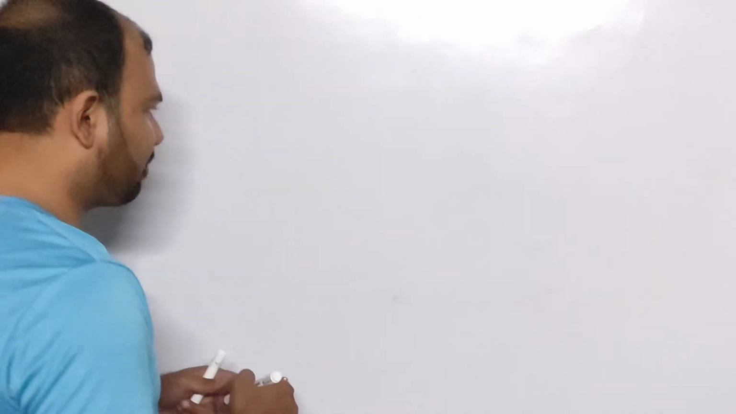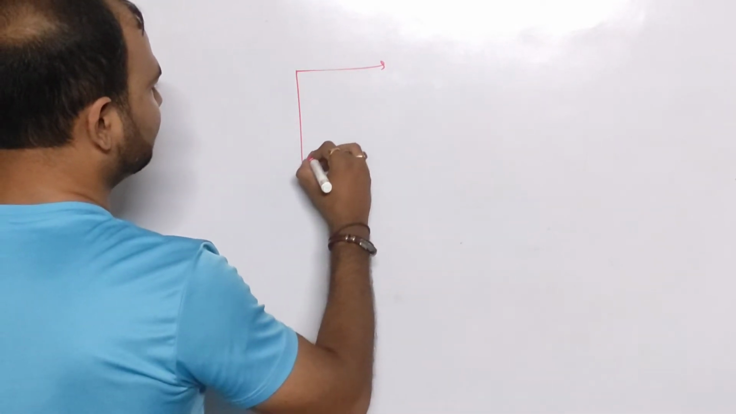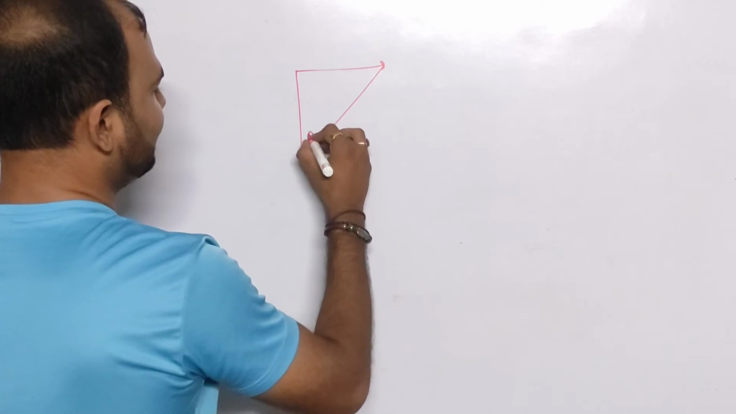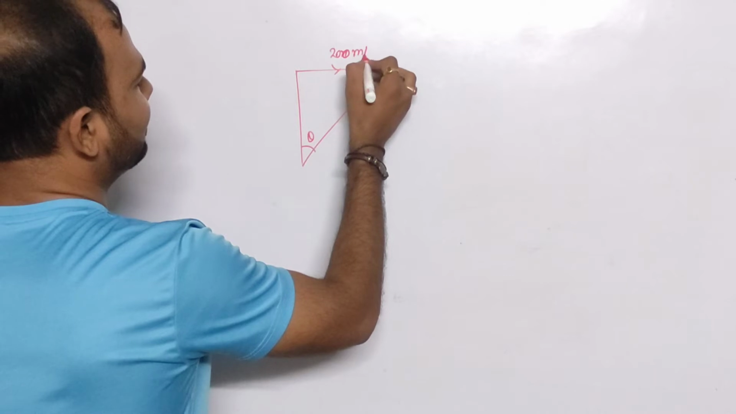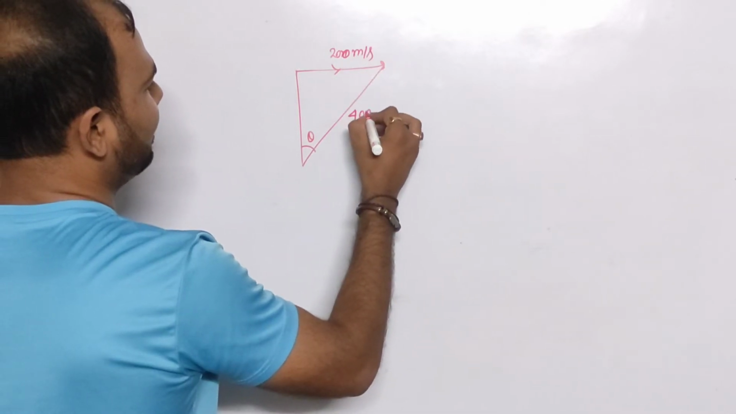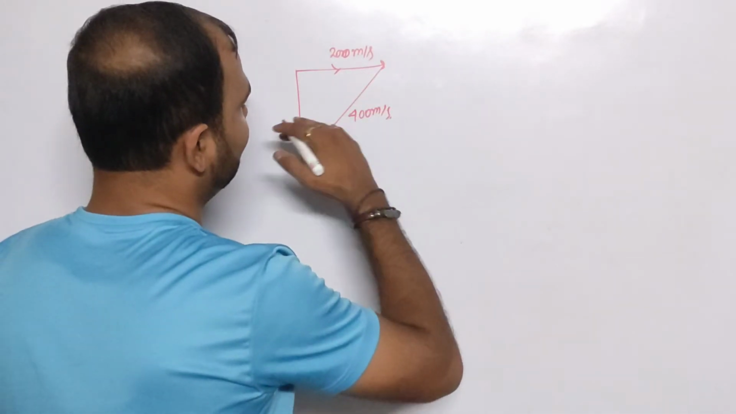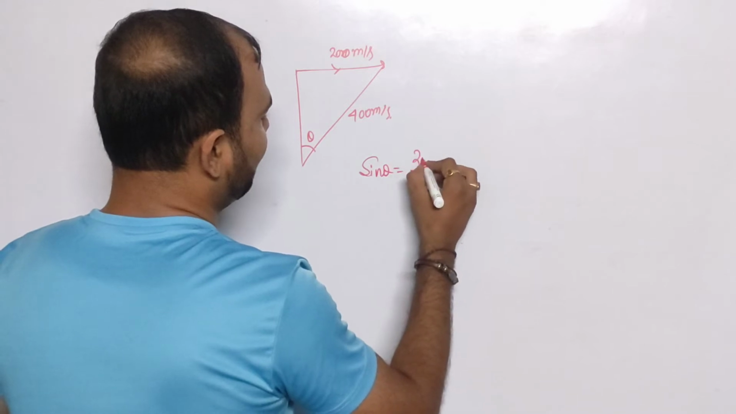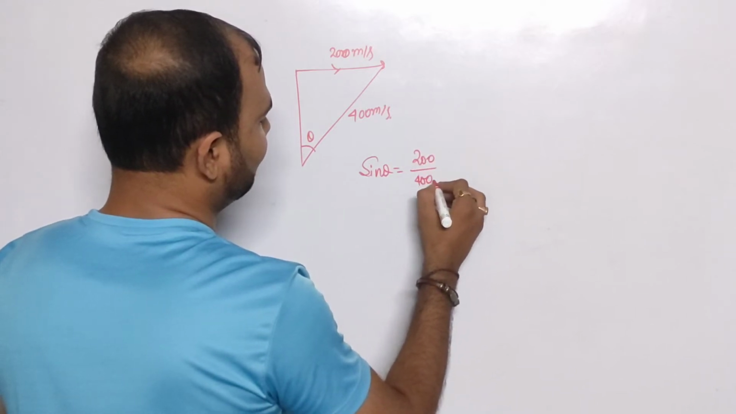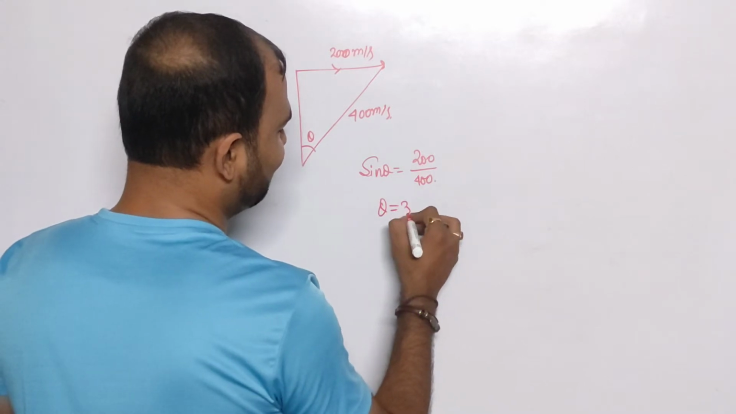So it is a very easy question. We think this is theta, it is moving with 200 meter per second, and this is 400 meter per second. We have to find the angle. Perpendicular by base, that is sine theta, 200 by 400, that is 1 by 2. 1 by 2 means 30 degrees. Theta is equal to 30 degrees.